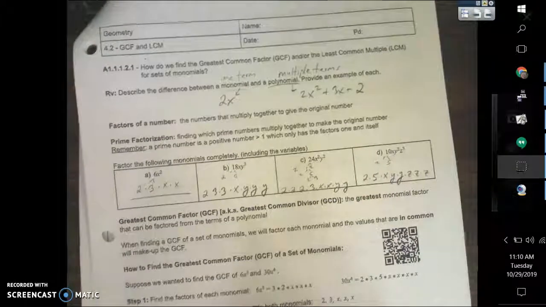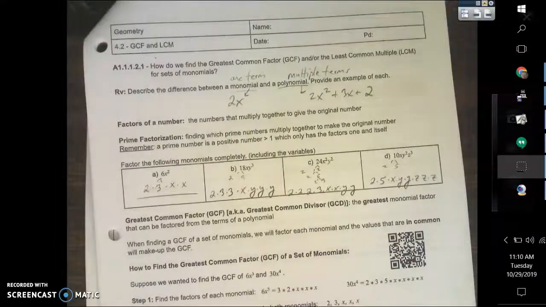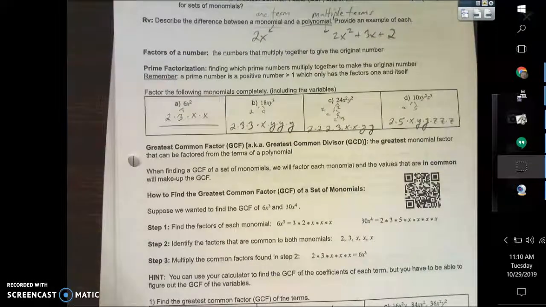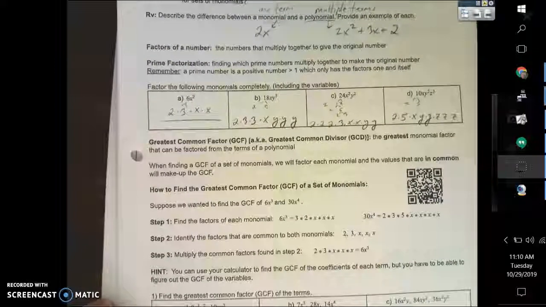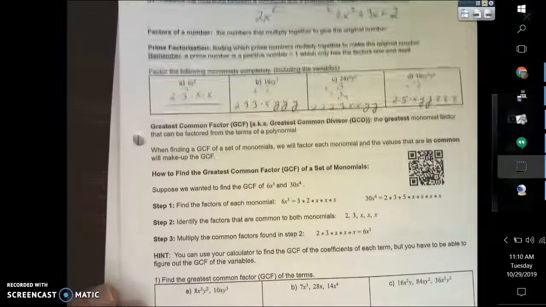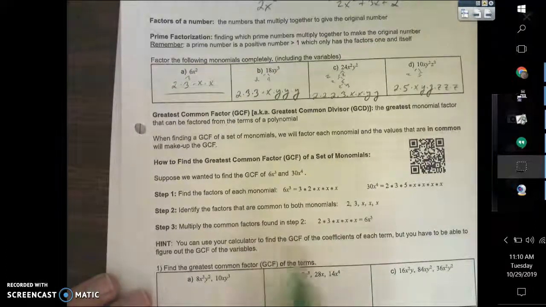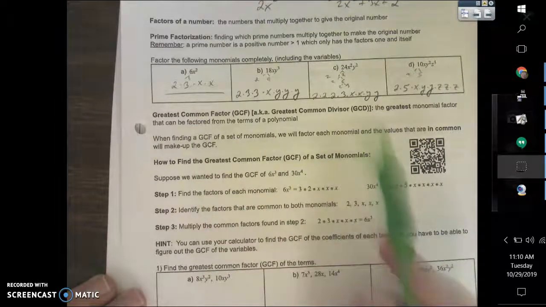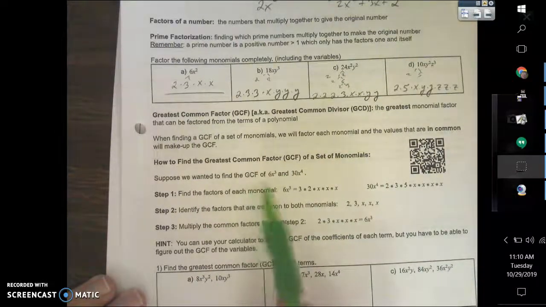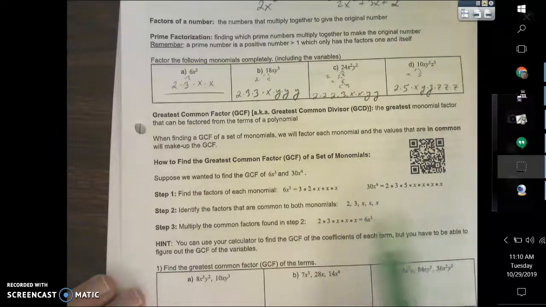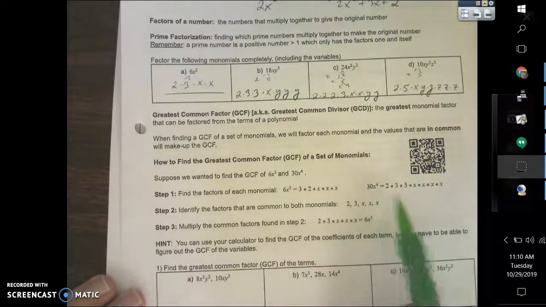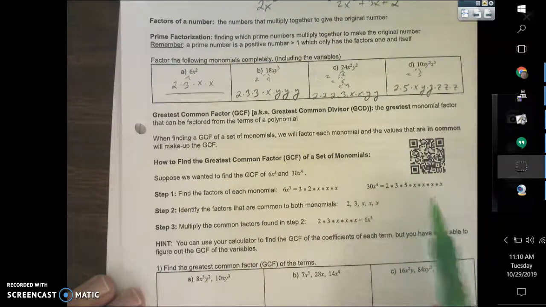Alright, so we are going to get into the greatest common factor, also sometimes referred to as the greatest common divisor. There are lots of methods for doing this. One of them is to break everything down like we just did up here with your terms. So they're giving you examples, 6x cubed and 30x to the 4th: 2 times 3 times x times x times x, and 2 times 3 times 5 times x times x times x times x.